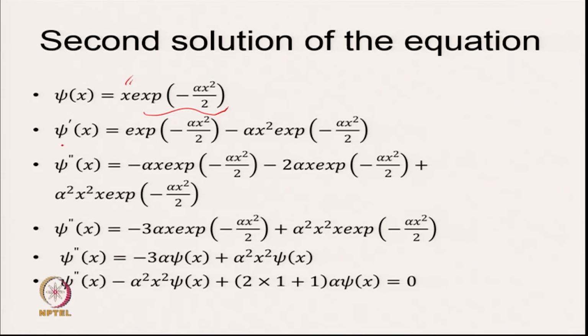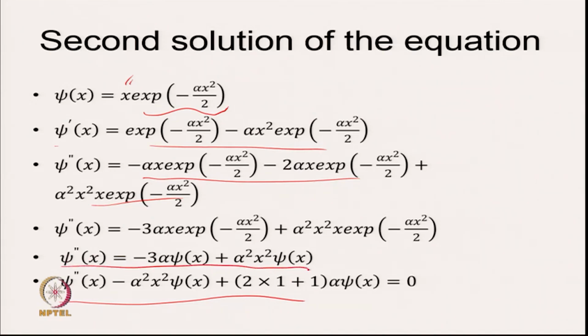So, psi dash x, which is the first differential, will be given by this equation. The double differential will be given by this, and if you simplify this, what you are going to get is psi double dash x is equal to minus 3 alpha psi x plus alpha square x square psi x, and this is nothing but the differential equation for V is equal to 1. When I put V is equal to 1, I get this. So, this is your Schrodinger equation for the vibrational level when V is equal to 1.